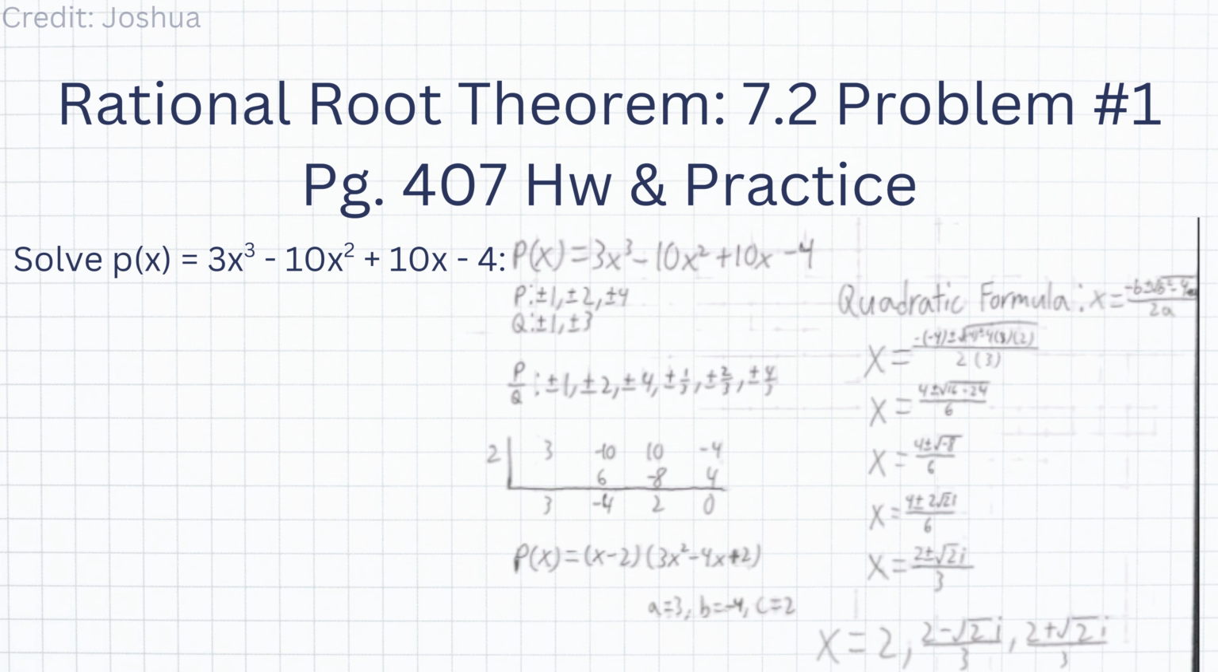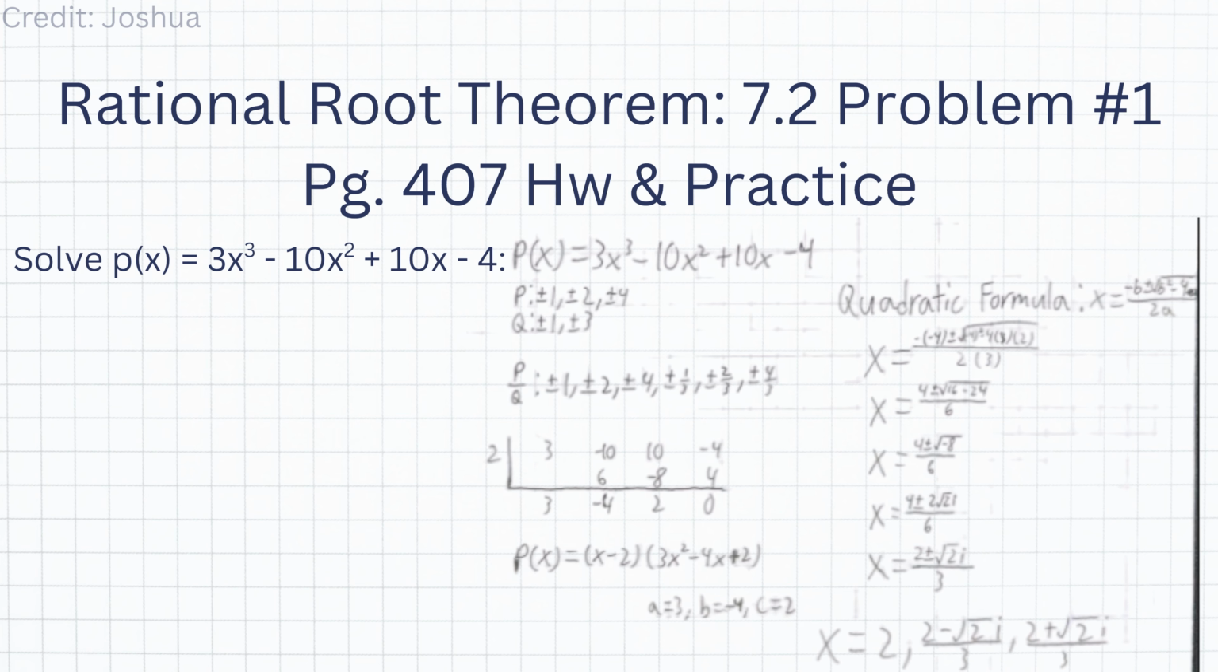Solve p of x equals 3x cubed minus 10x squared plus 10x minus 4. First, if we want to use the rational root theorem, we will need to find all possible values of p over q. As you can see, we did that, and then I decided to use 2 to try and find the root, and at the end we get a 0, meaning that positive 2 is a root of p of x, 3x cubed minus 10x squared plus 10x minus 4.